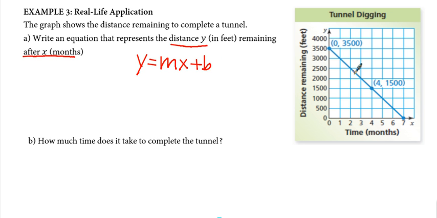Looking at the graph, the y-intercept, where is the graph crossing on the y-axis, or where is the starting point? The starting point is the y-intercept, and it's right here. B is (0, 3,500).